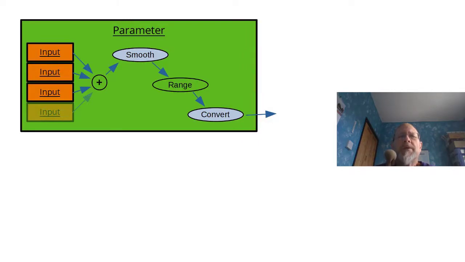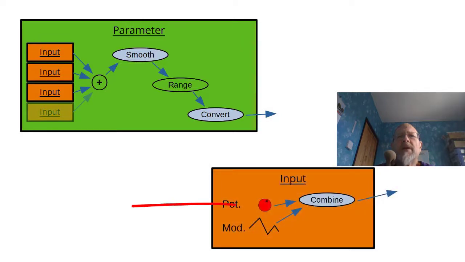So, on to input. An input takes some kind of control input and an optional modulation source. It then combines these and outputs the result to the parameter. The combine function is also selectable, so it can do a simple multiplication and scaling, or something specific to the input. If there is no modulation on this input, the combine function will probably still be required, even though it's not actually doing any combining.